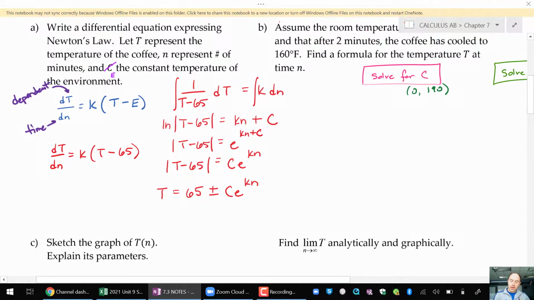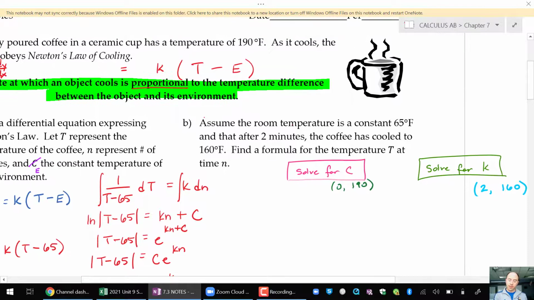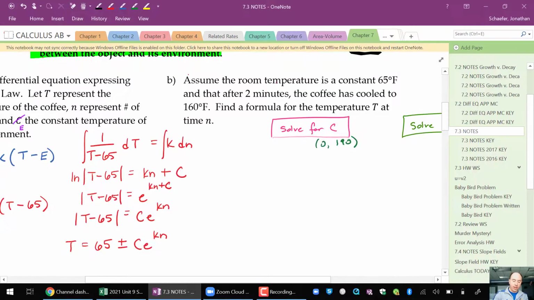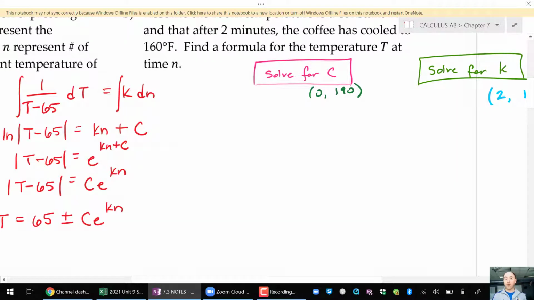But the question up here has a couple of initial conditions for us. It says assuming that the room temperature is a constant 65, and then after 2 minutes, the coffee has cooled to a temperature of 160 degrees. So (2, 160), I'm going to use in a little bit, but the first condition up here is that right away, when that coffee is poured, it is a temperature of 190 degrees. So (0, 190) is the ordered pair that I'll use to solve for the constant of integration, not the constant of proportionality, that's k.